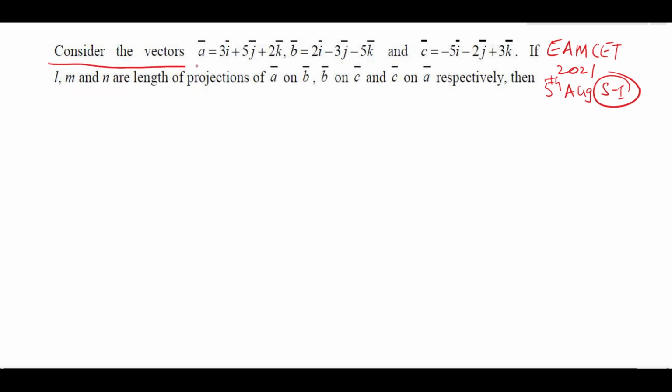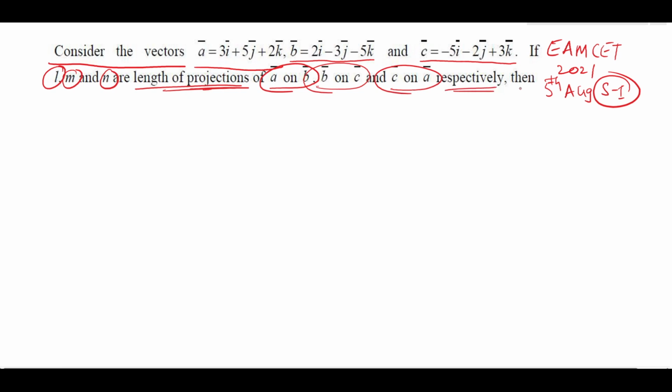Consider the vectors a bar is equal to 3i plus 5j plus 2k and b bar is equal to 2i minus 3j minus 5k and c bar is equal to minus 5i minus 2j plus 3k. If L comma M comma N are the lengths of the projections of a bar on b bar, b bar on c bar and c bar on a bar respectively, then dash. So this is Eamcet 2021 question, 5th August shift 1.